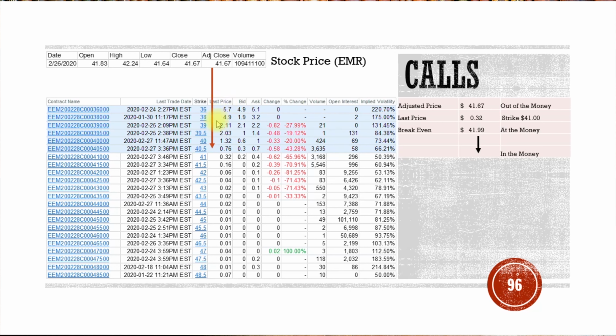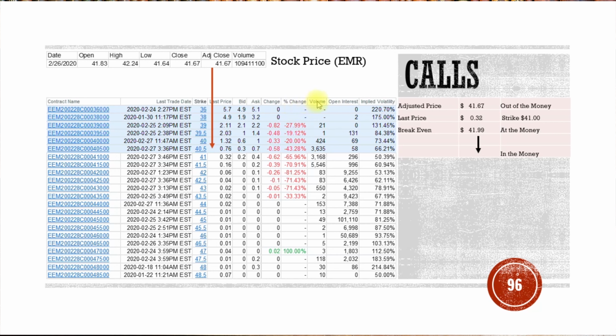This is the cost of the options. Take a look here. If you bought an option with the strike price of $44.50, the price is a penny. That means that you can spend $1 and actually get the upside momentum of 100 shares for $1.